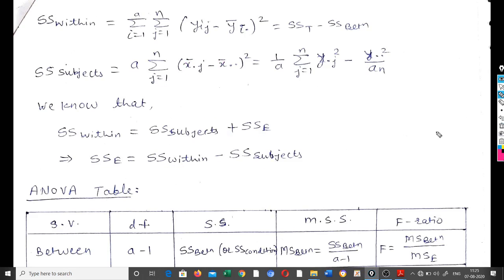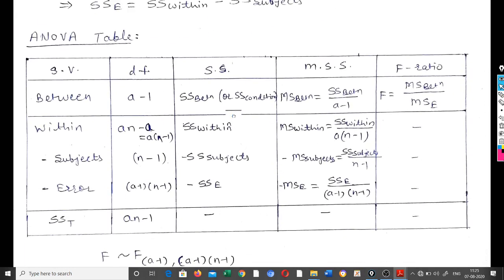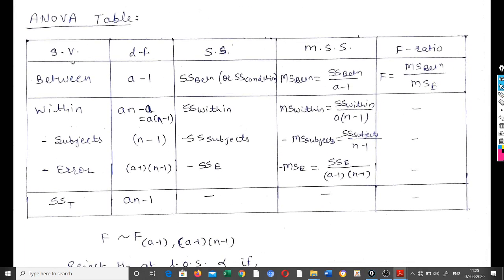So after finding this, we can write the ANOVA table. The ANOVA table is like this: sources of variation, degrees of freedom, sum of squares, mean sum of squares, and F ratio. Now the sources of variation are between and within, and this within is again divided into two parts, which are subjects and error. Now this subjects plus error is actually the within.